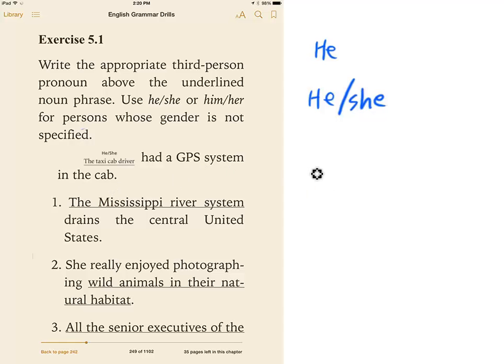All right. You can't say they, because they would refer to more than one taxi cab driver, and that would look pretty silly, driving down the street with two people in the driver's seat, right? So we can't use they. We have to use he or she, even though it sounds a little awkward. So anytime there's a place where we don't know the gender of the person, like the taxi cab driver, we have to say he or she, all right?